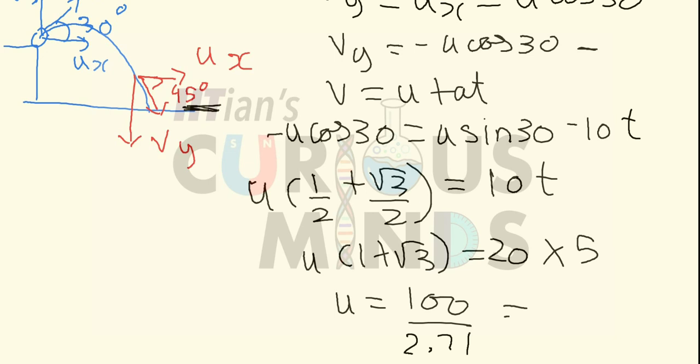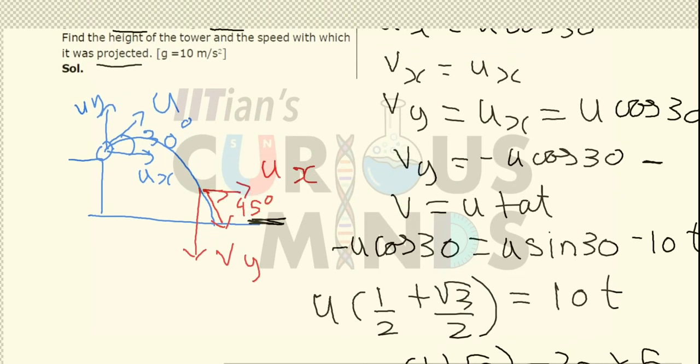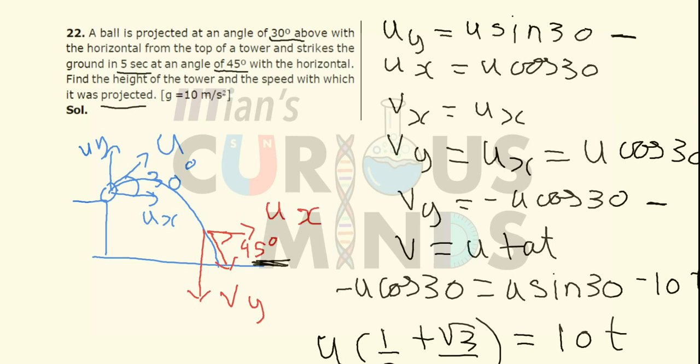So if I calculate the initial velocity of the particle, 100 divided by 2.7 roughly comes out to be 37 or 38 meters per second. Now since I got the initial velocity, I will proceed with the next part.